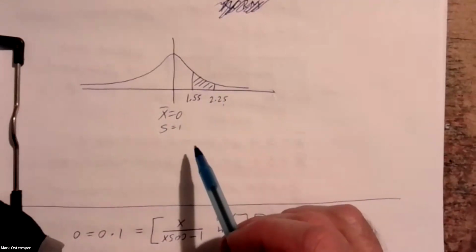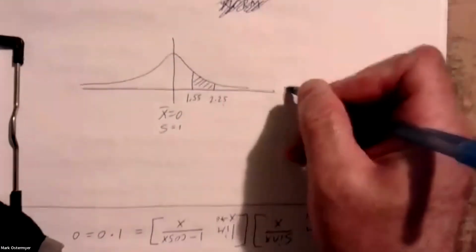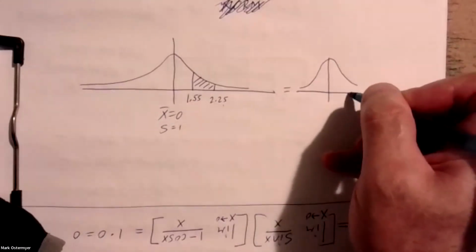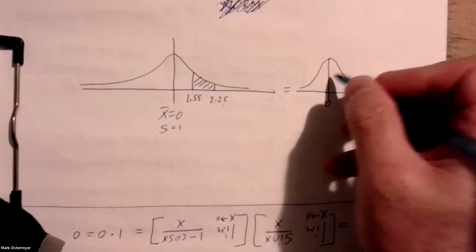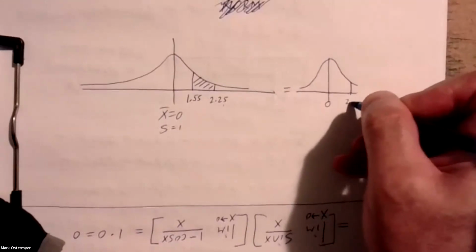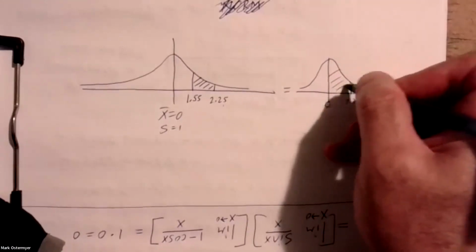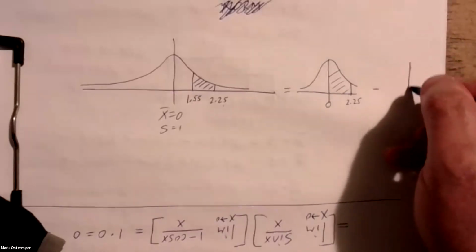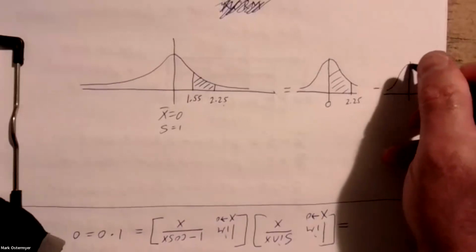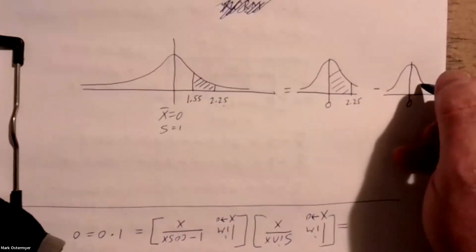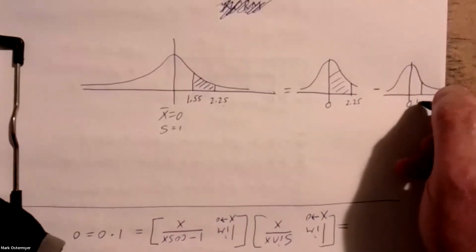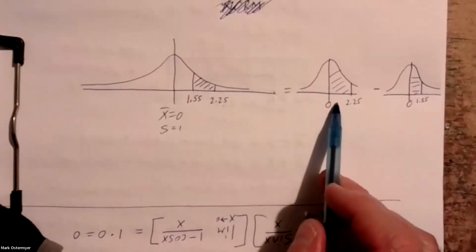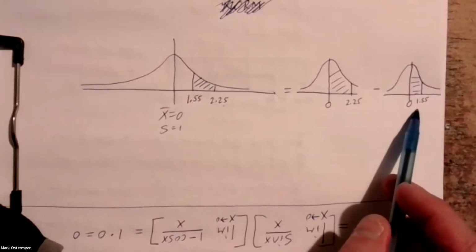So here's what we're going to have to do. A little bit of basic subtraction. It's no big deal. First, we're going to have to find the area between 0 and 2.25. We got to find this area first. And then we're going to subtract off the area from 0 to 1.55. And ladies and gentlemen, if I take this area and subtract off this area, what's it going to leave me with?